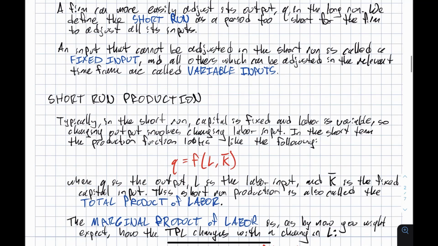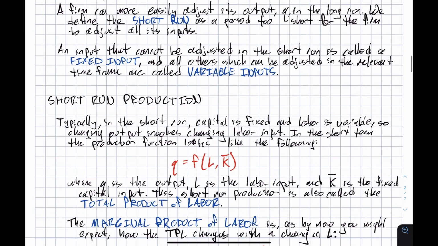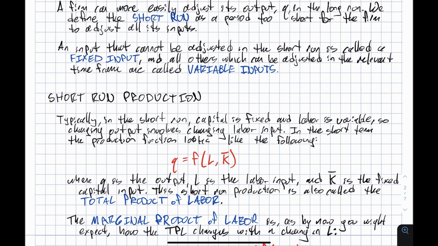Okay, so in the short run, firms can adjust their output. The way we define short run is that there are inputs, at least one input, that we cannot adjust. But this doesn't mean we can't adjust output in the short run. In fact, we can, and we're going to be modeling short run decision making as it relates to quantity.